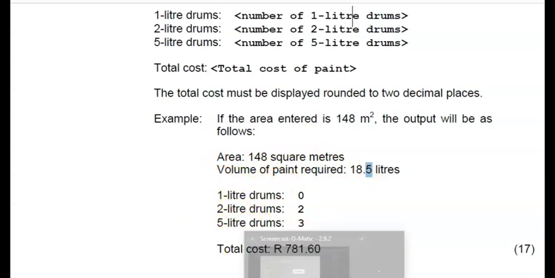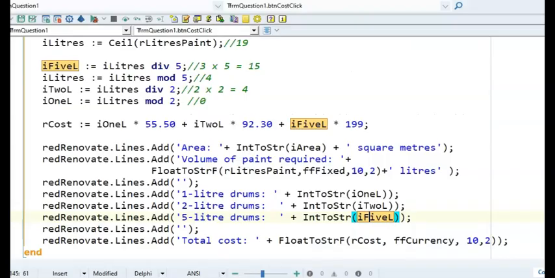Again, what I would call a hidden question. Here's my another empty line. And then finally my cost displayed to 2 decimal places. So now we can actually test it because it would give us the paint.